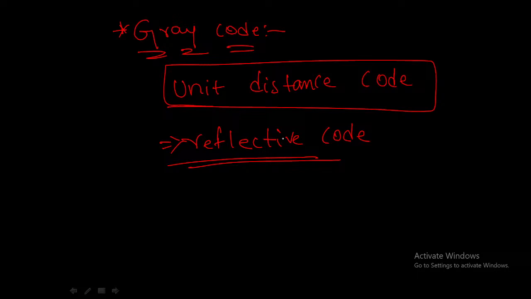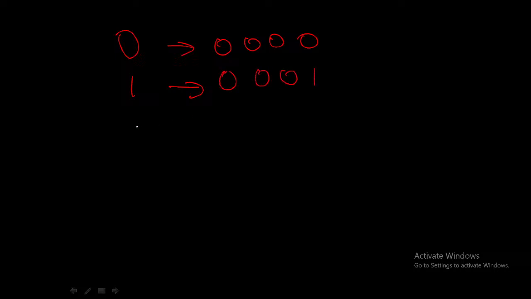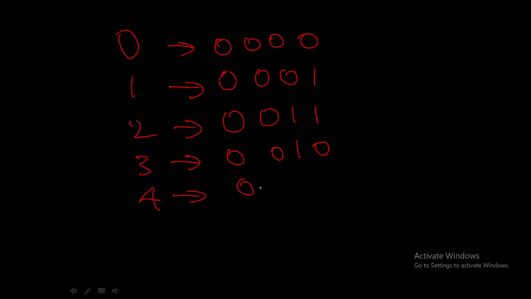So gray code is also called a unit distance code and a reflective code. Let us see the representation of gray code. For decimal 0, the gray code is 0 0 0 0, and for 1, the representation is 0 0 0 1. For decimal 2, the gray code is 0 0 1 1, and for 3, it is 0 0 1 0. And 4, 0 1 1 0, 5, 0 1 0 1.